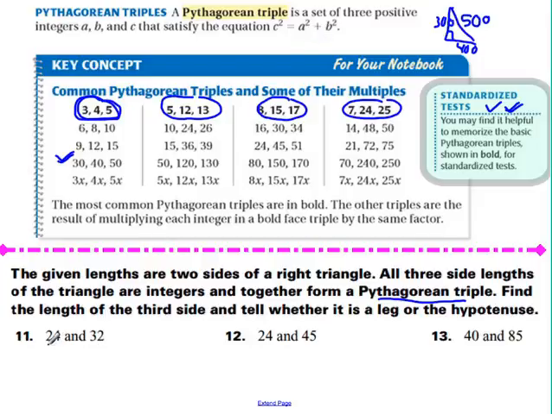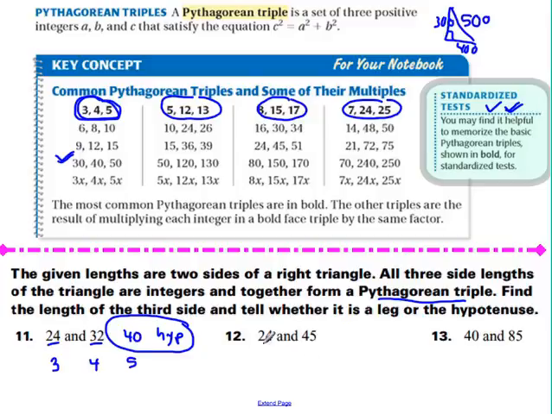So what we do is we look at this, 24 and 32, those are both divisible by 8, so that'd be 3, that'd be 4. I know that my third side is going to have to be 5. It's going to have to be of this ratio, so since this was divided by 8, I'll have to multiply this by 8 to get 40, and the 5, since it's the longest side, makes 40 the hypotenuse.